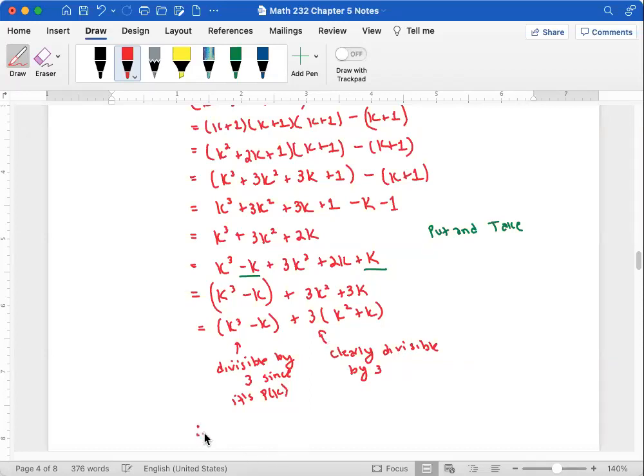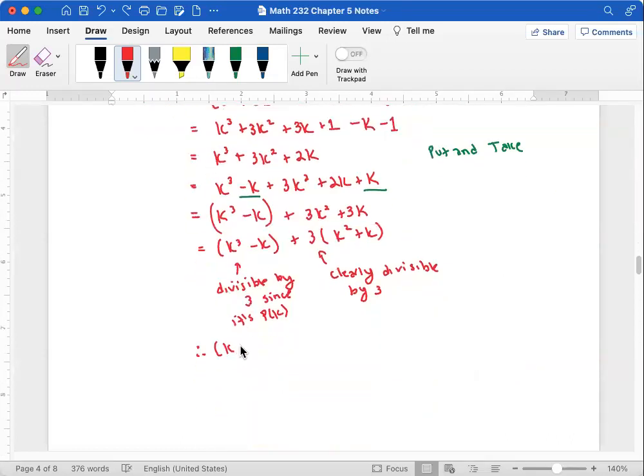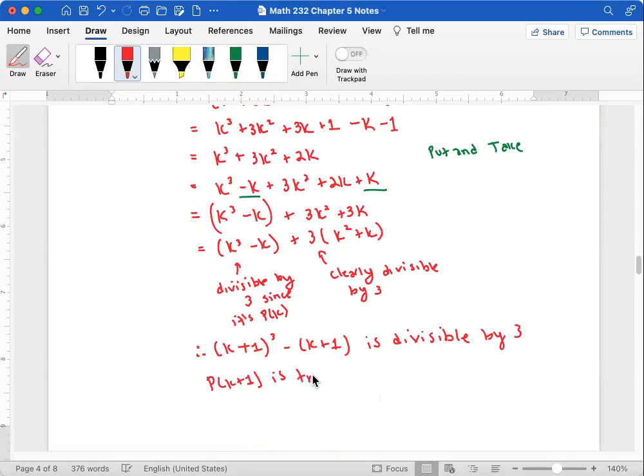So we can now assume that k cubed plus 1, I'm sorry, I wrote that wrong, not k cubed plus 1. Oh, it got mad at me. I'm so sorry. It's just upset because I'm clearing it. I'm so sorry. Okay, we can now say that k plus 1 cubed, there we go, minus k plus 1, what we started with, is divisible by 3. So P of k plus 1 is true. And we're done. We were able to show it was true using induction.